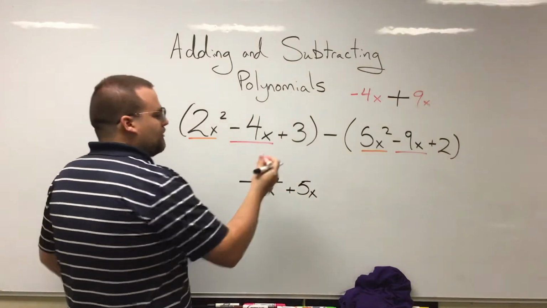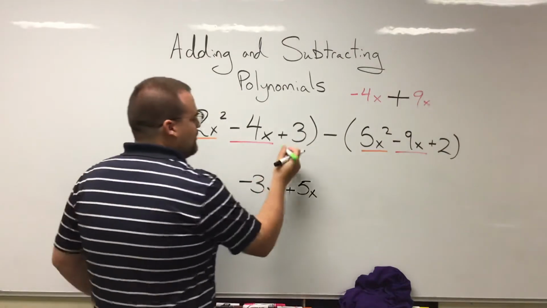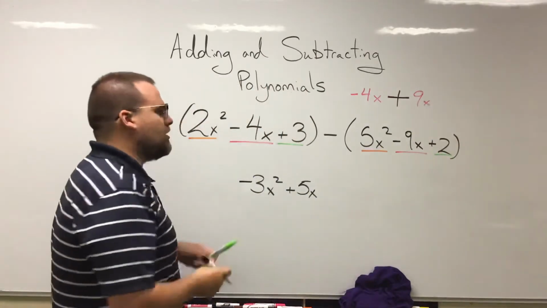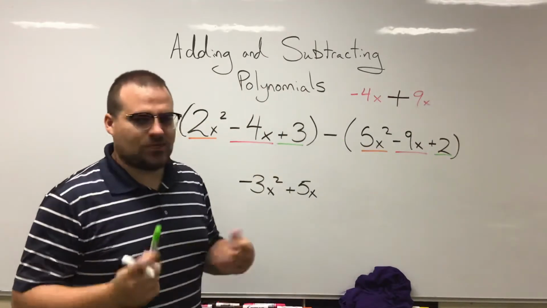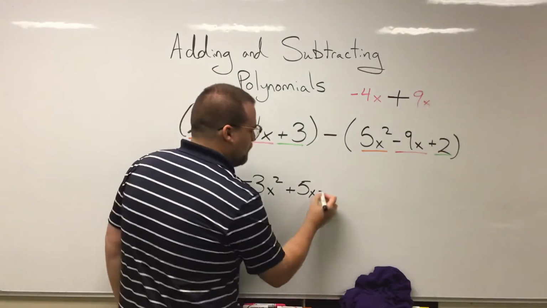And then finally here, we have a positive 3 minus a positive 2. So this is kind of like that very first step we did. 3 minus 2 gets us 1.